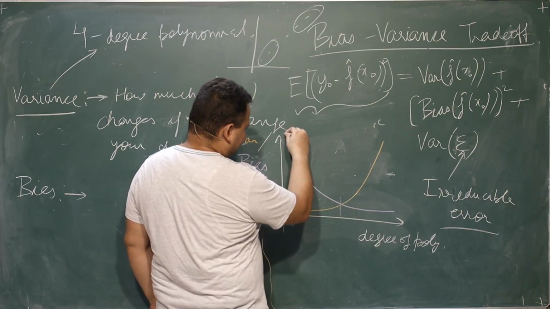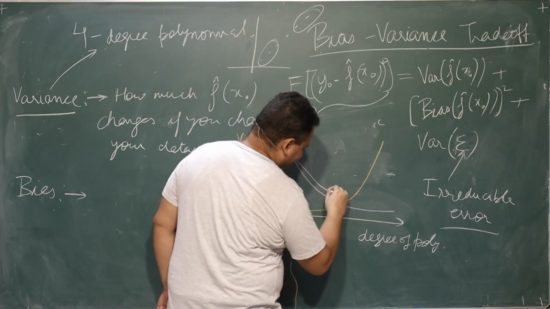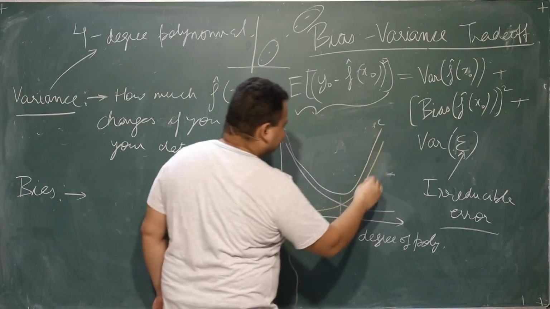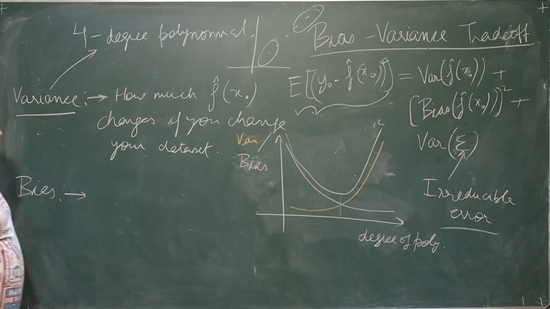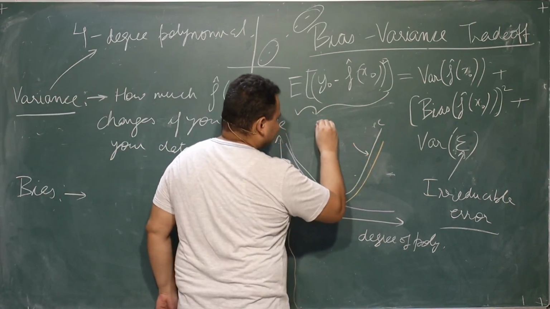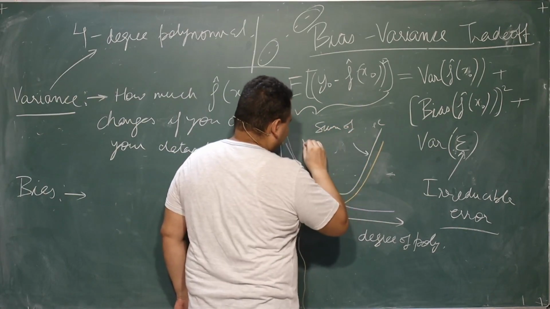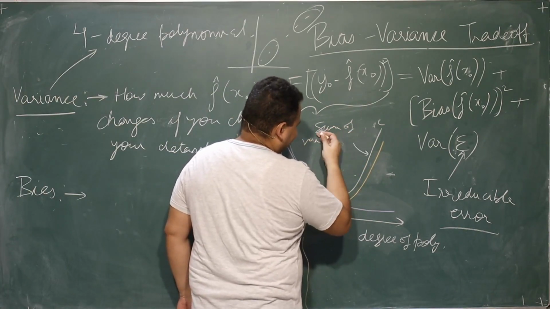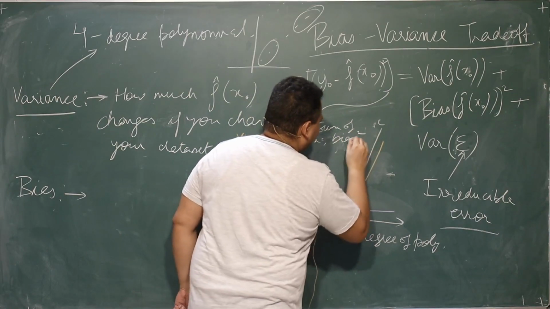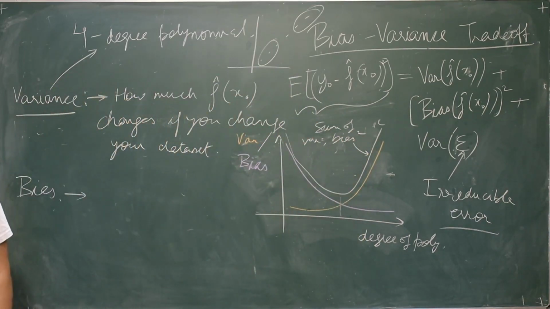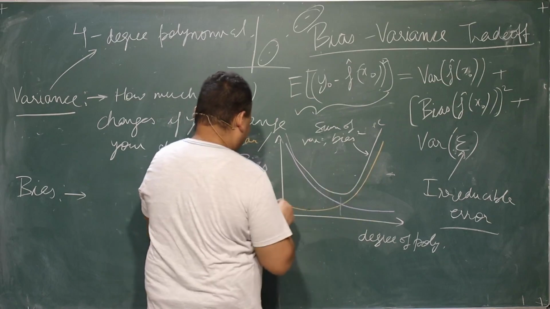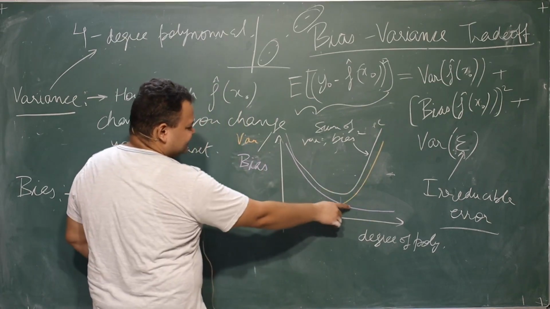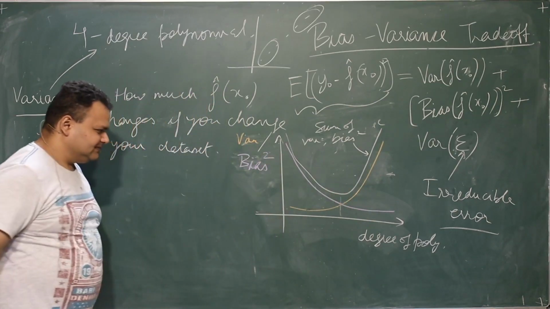variance and bias is going to look something like this. So this is going to be the sum of variance and bias squared. Okay, let's call this bias squared. Instead of just calling it bias, let us call this bias squared.